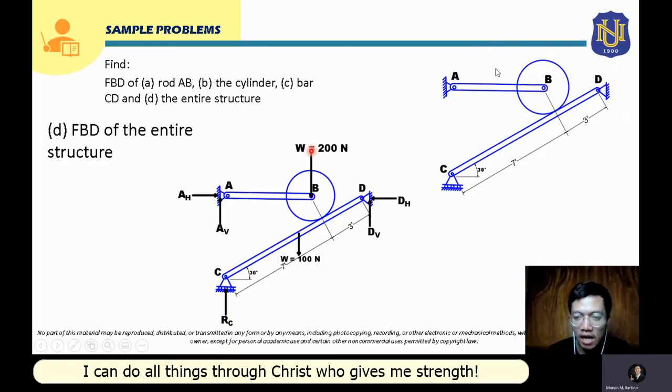And here we show the weight of the cylinder. Since we know that the weight of rod AB is zero, we did not include that here anymore. Also, we know that rod CD has a weight of 100 newton, so we also show that here. So this will now be again the free body diagram of this entire structure.